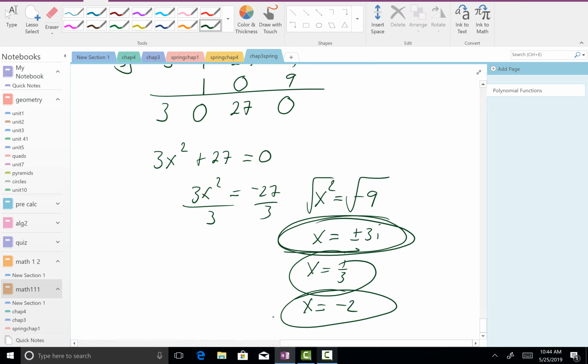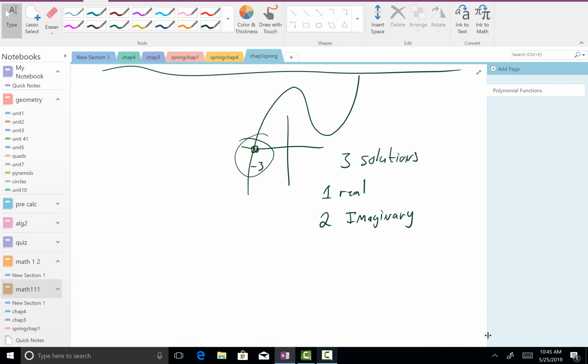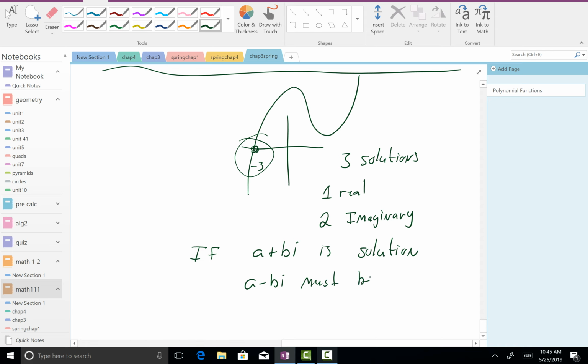So, if A plus BI is a solution, automatically A minus BI must be a solution. And that's in your book too. So you can't have one imaginary. You got to have 2. All right? You can't have just one. If you have one, you got to have the other. Those are conjugates of each other. Okay? So every time you get one imaginary, you know you're going to have 2. And that's the end of that section.